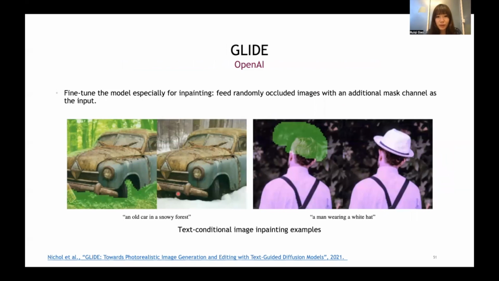And besides pure text-to-image generation, GLIDE has shown that it is possible to fine-tune the model for text-guided inpainting tasks. Basically, they fine-tune the trained text-to-image GLIDE model by feeding randomly occluded images with an additional mask channel as the input. Using this fine-tuned model, they are able to do image editing by changing the prompt. For example, given an old car in a green forest, they are able to edit the background to a snowy forest. Similarly, they can add a white hat to a man's head.